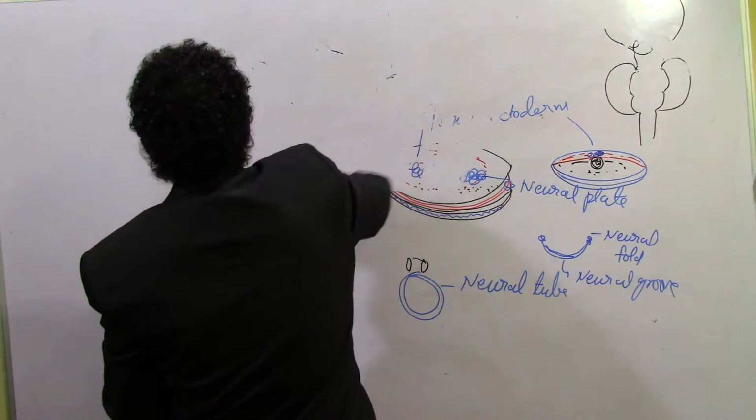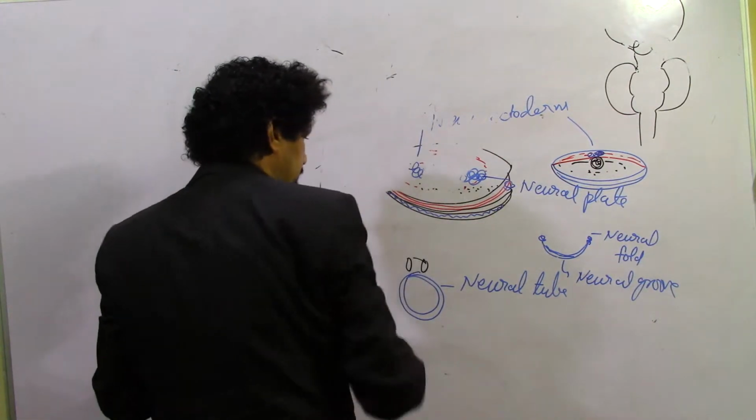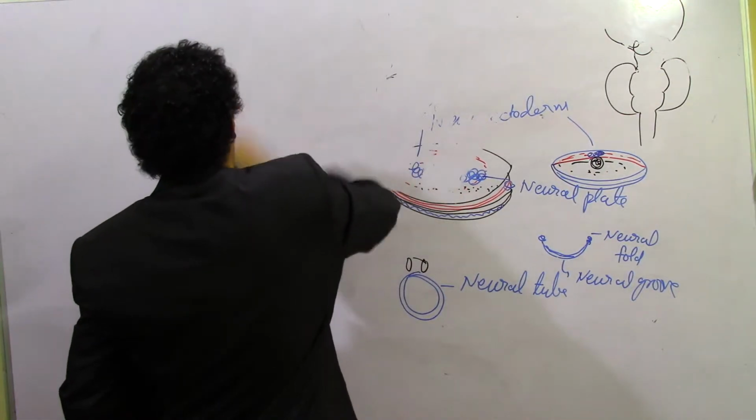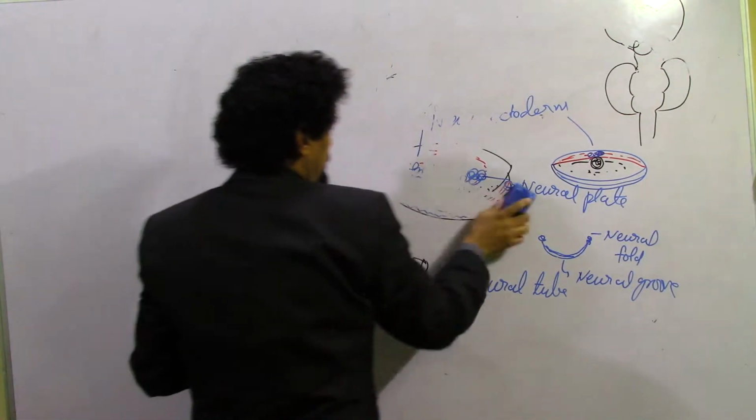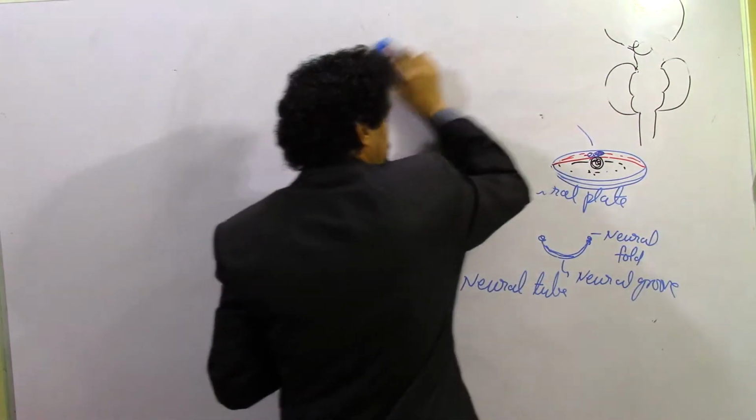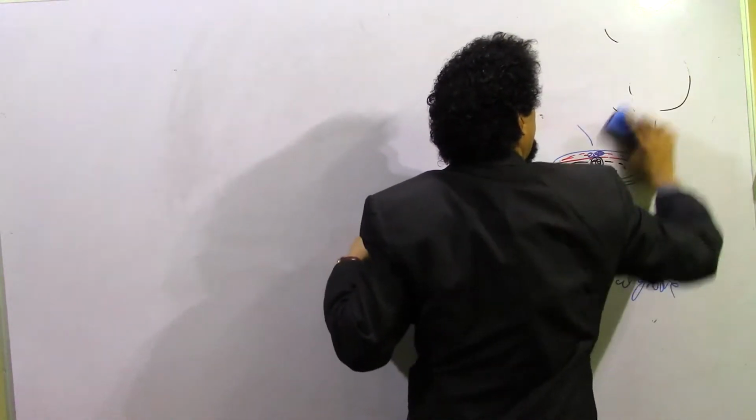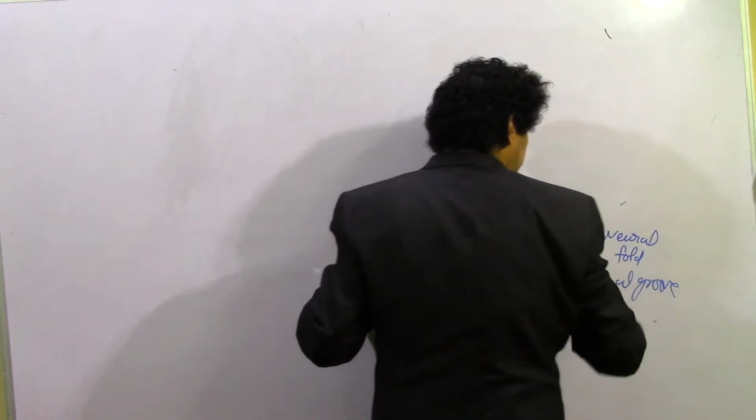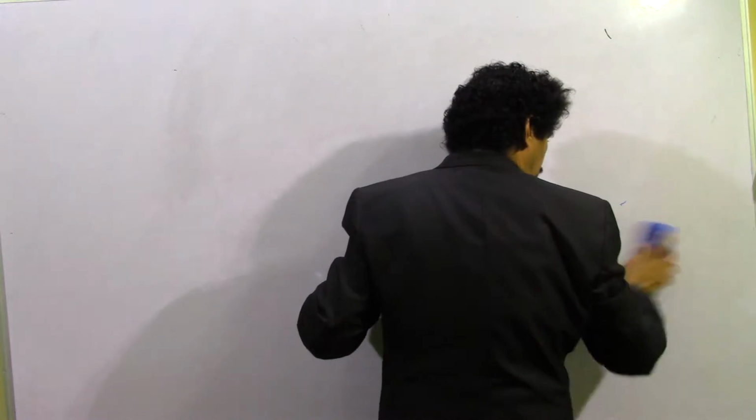The peripheral nervous system: the neural crest cells and the epibranchial placodes will form the neurons of the peripheral nervous system, or I can say the neurons of the sensory ganglia and the autonomic ganglia.